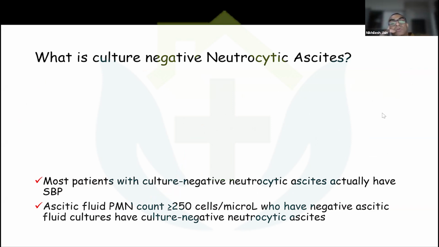So what is culture negative neutrocytic ascites? Most of these patients with culture negative neutrocytic ascites usually have spontaneous bacterial peritonitis. Ascitic fluid polymorph count of more than or equal to 250 cells per microliter, who have negative ascitic fluid cultures. There's a typo here. This is less than, read it as less than or equal to 250.